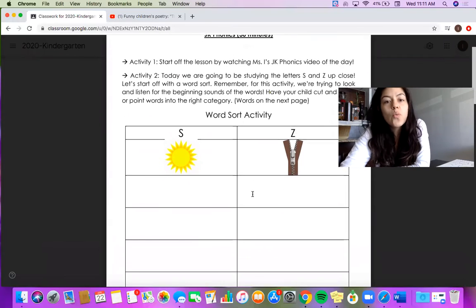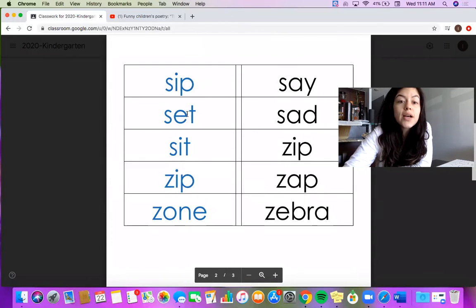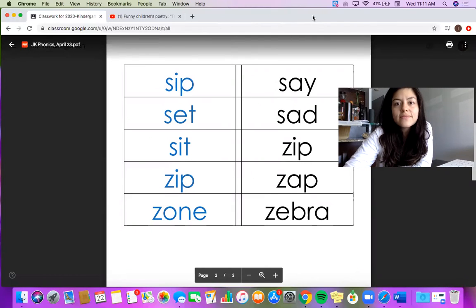We're gonna start off with a word sort activity. The words that you'll need to cut and paste are on this page. So as always, let's do one together. And remember to take your time to read all the words you can with an adult. So let's start with this one right here. S says S, I says I, P says P. Let's drag the sounds together.